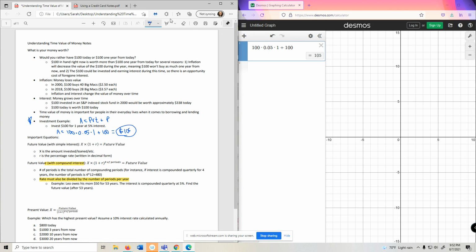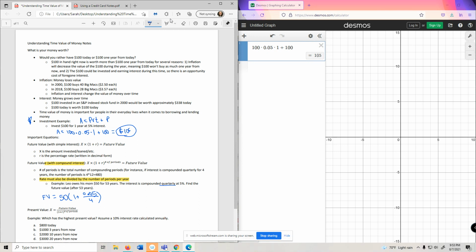In this example, Leo owes his mom $50 for 53 years. The interest is compounded quarterly at 5%. Find the future value after 53 years. So the future value is going to be the amount that he has borrowed, $50, times 1 plus our rate here, which is 5%. So once again, that's 0.05. But since we are compounding quarterly, I need to take that rate and divide it by 4.